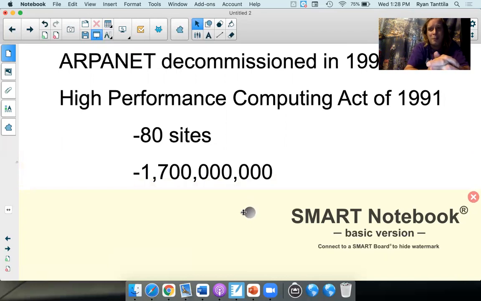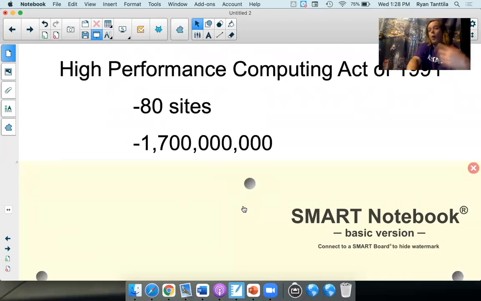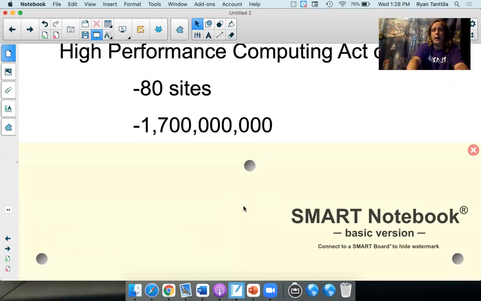1,700,000,000 websites. That's almost a website for every 3 people in the world. I think it's catching on. I think it might be catching on. So that is how we, the public, got the internet.